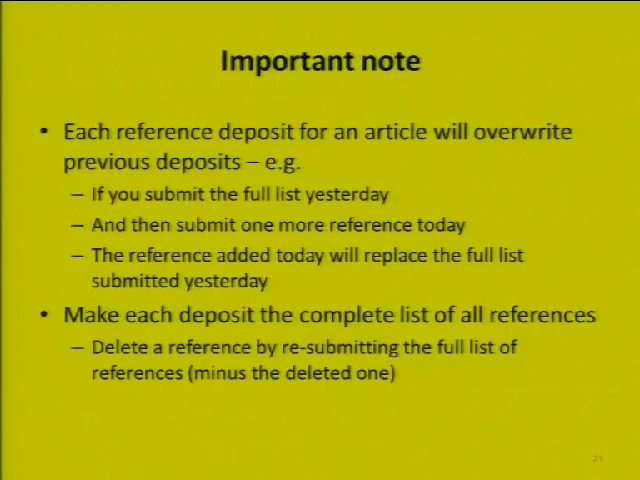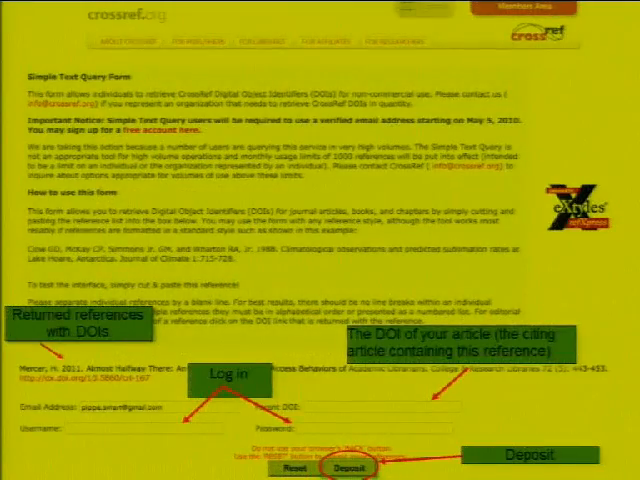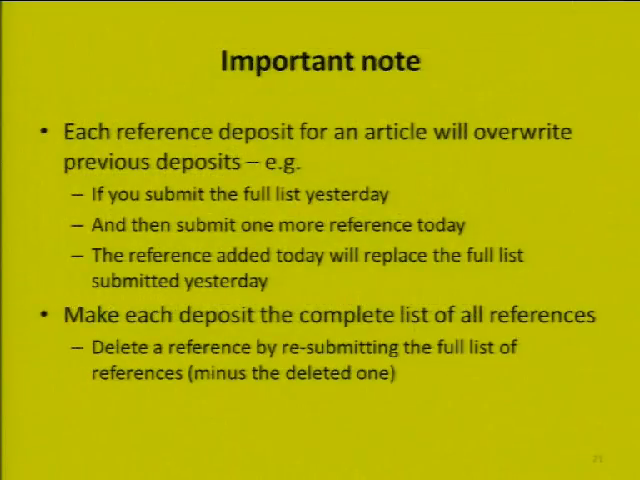An important note is whenever you do a deposit and you fill in the DOI of your article, it will overwrite any reference deposit you've already made. So don't add your references one by one, because every one will replace the previous one. You need to deposit the whole list of references. So if you have missed one, or there was a mistake in one, when you correct it, deposit the whole list again, not just the one that was incorrect. So you need to deposit the whole lot.